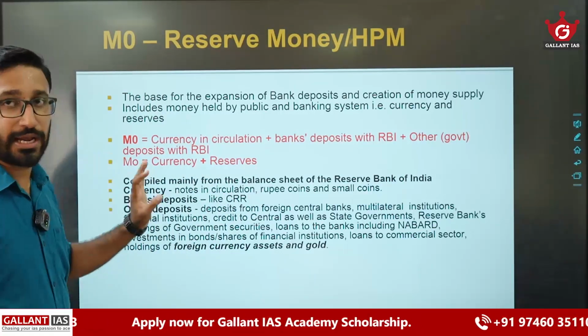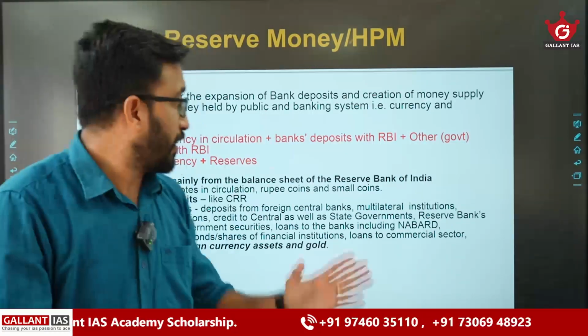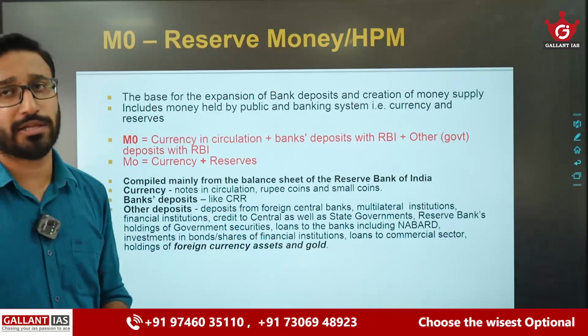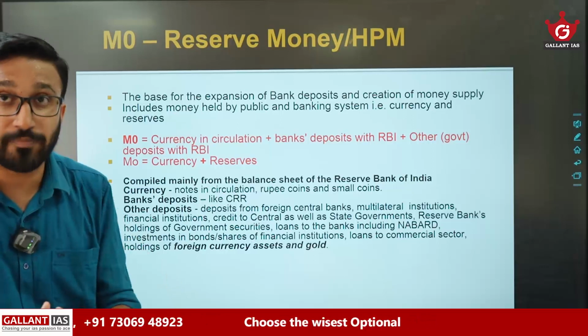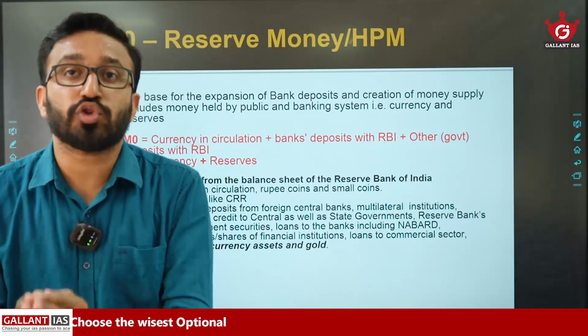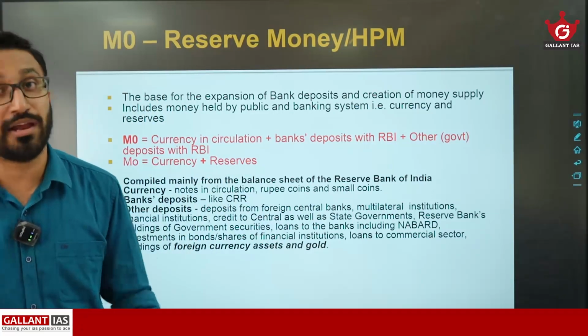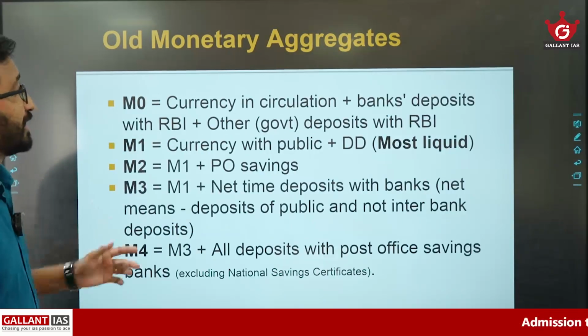So once again, take a look at it. M0 means currency in circulation plus banks' deposits with the RBI plus other deposits, usually government and other financial institutions' deposits with the RBI. So this is the base money in an economy. This money is used by banks to create more and more money in the economy, and we will see how the money is created.